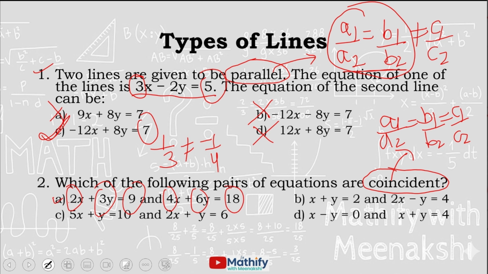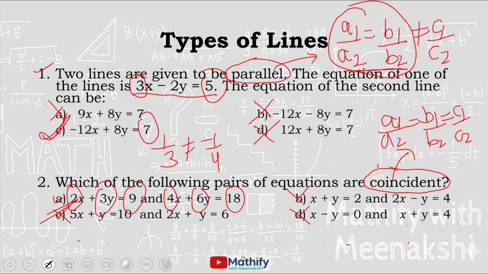If you want to see B, let me tell you that too. 1 by 2, here it's 1 by minus 1, so that's wrong. Similarly, C will be wrong, and similarly, D will be wrong. So the correct answer is option A. Let's move to the next topic. Find K.